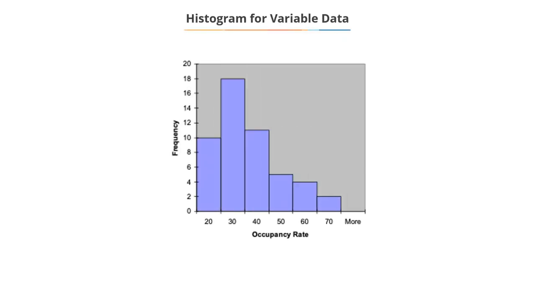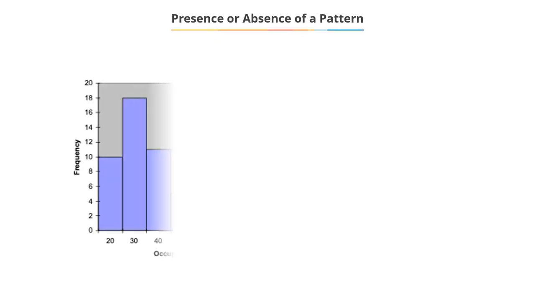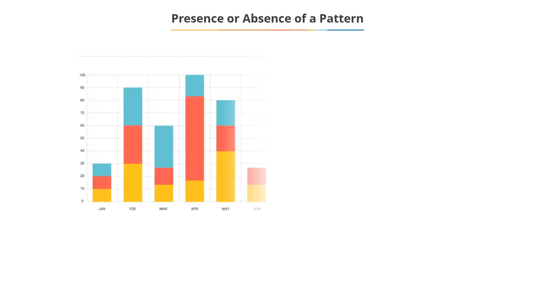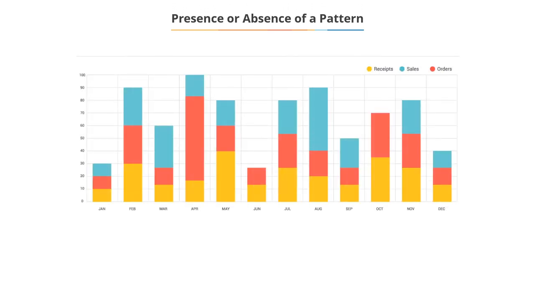A histogram for variable data can be studied from several facets. Presence or absence of a pattern. In the given figure, a pattern is obtained as the frequency initially increases, reaches a peak, and then gradually decreases. More precisely, data appears to center at the peak. Sometimes, multiple peaks occur, indicating the absence of a pattern.